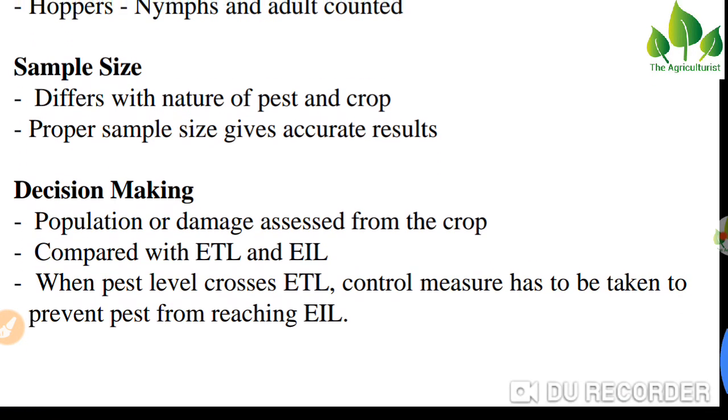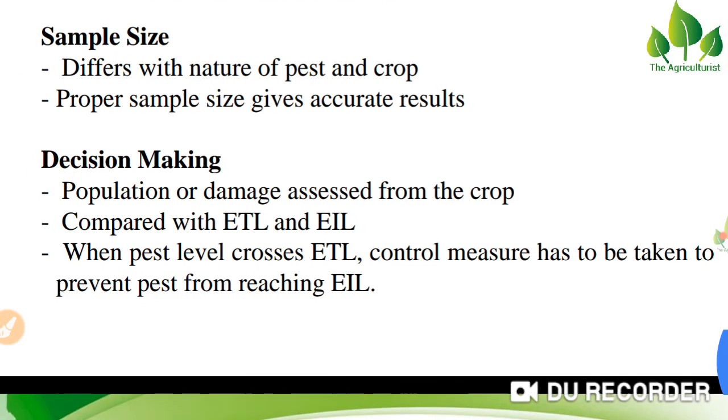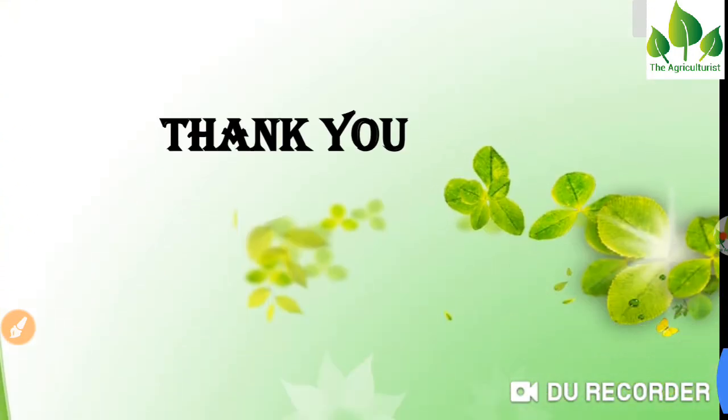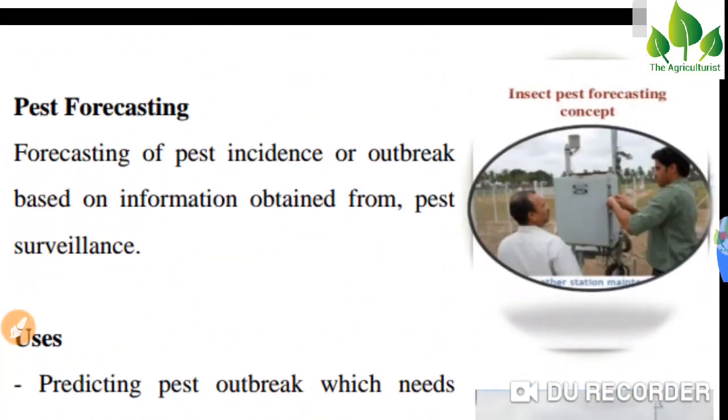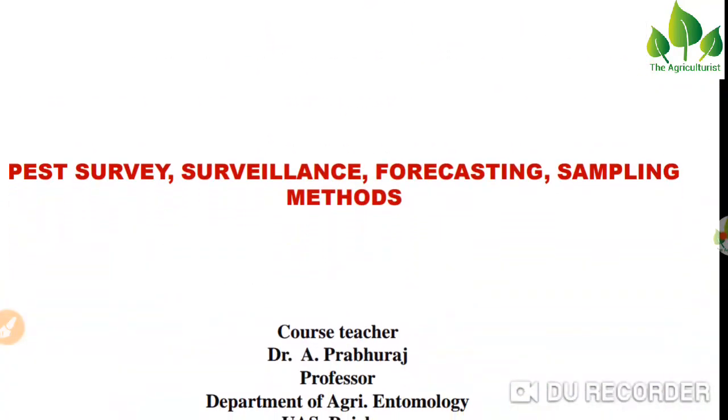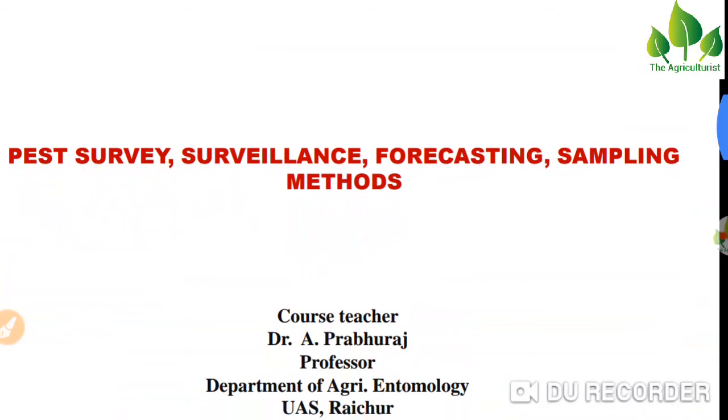So decision making. Population or damage assessed from a crop is compared with the economic threshold level and economic injury level. When the pest level crosses the economic threshold level, control measures have to be taken to prevent it from reaching the economic injury level. So thank you friends, this is all about pest survey, surveillance, forecasting and sampling methods.